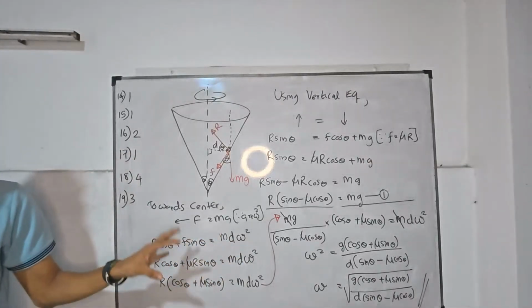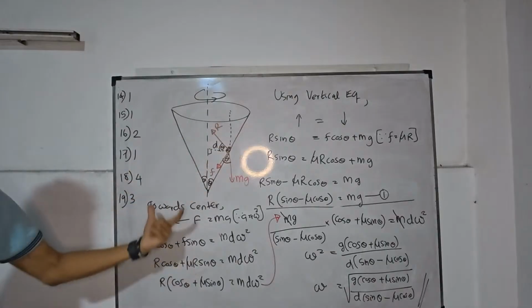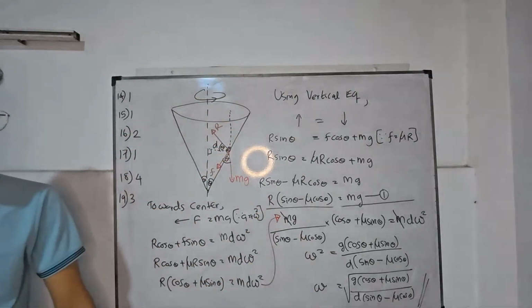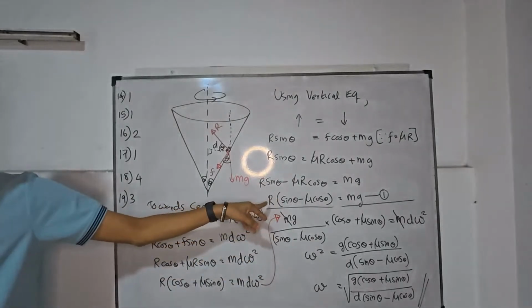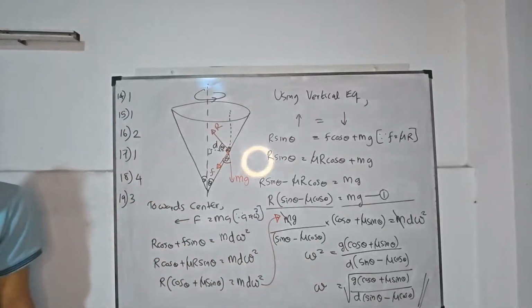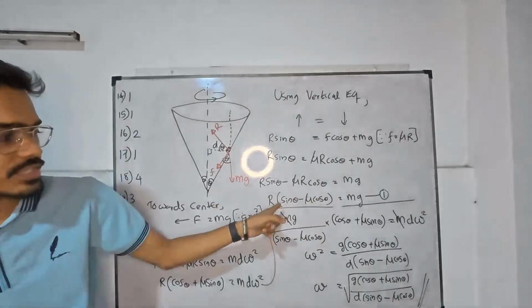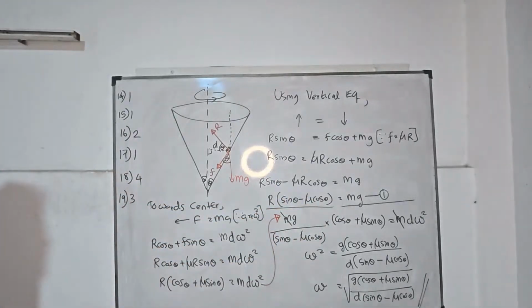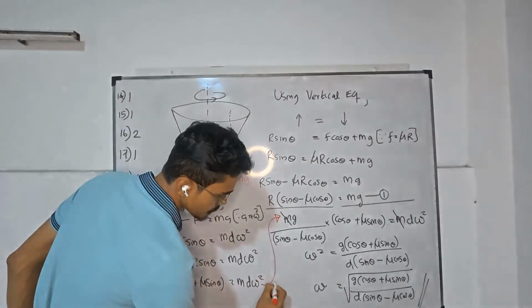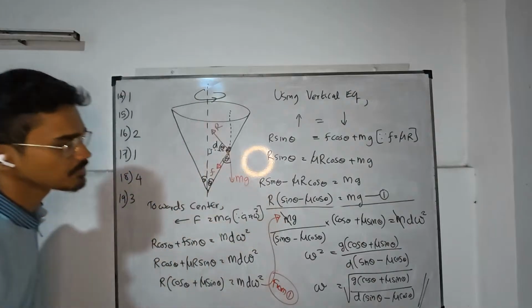Understand what I have done here and take it down. So here this is vertical equilibrium and this is F equals ma towards center. And from this, substitution of R, we proceeded to here. So R is substituted from 1. From 1, it can be substituted as mg over this part. So this is from 1. If you didn't get this, this is from 1.